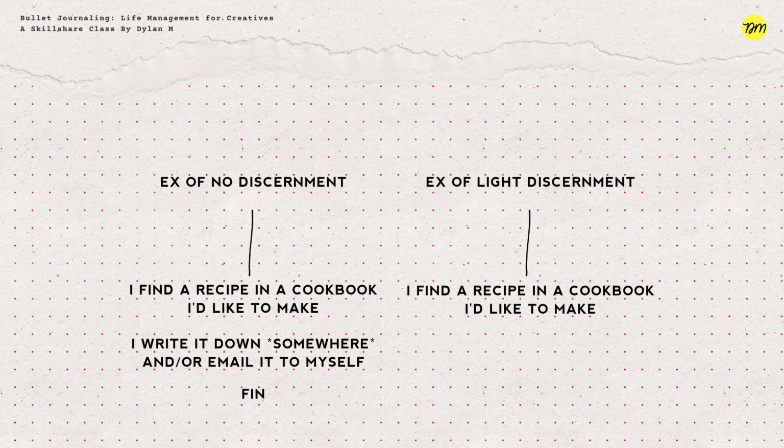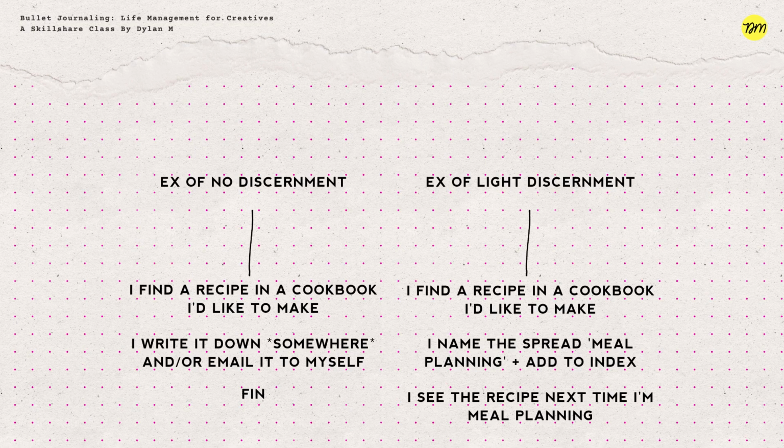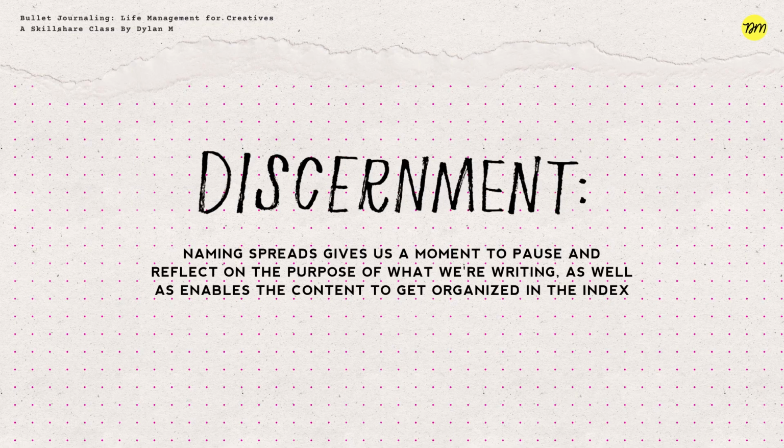Now, when I come across a recipe, I know to name the spread meal planning. After all, that's what collecting recipes is. And then I can add the pages to the index under meal planning. Or, alternatively, I can easily find where I left off meal planning last time and add it to an existing spread if there's space. The point being, naming your spreads is powerful because it both asks you to discern the information you want to capture and also gives you a method to help organize it within the book's contents.